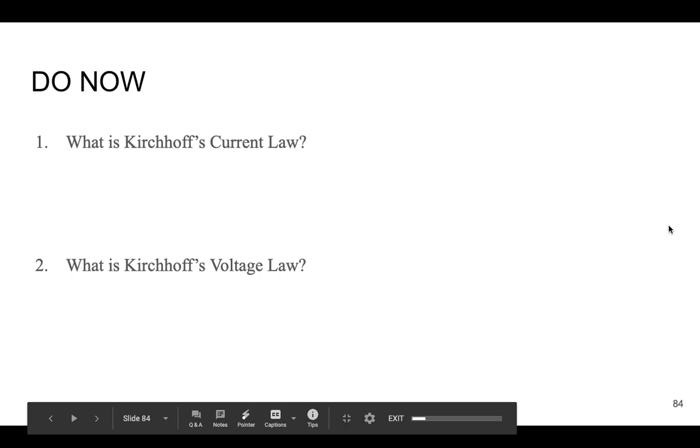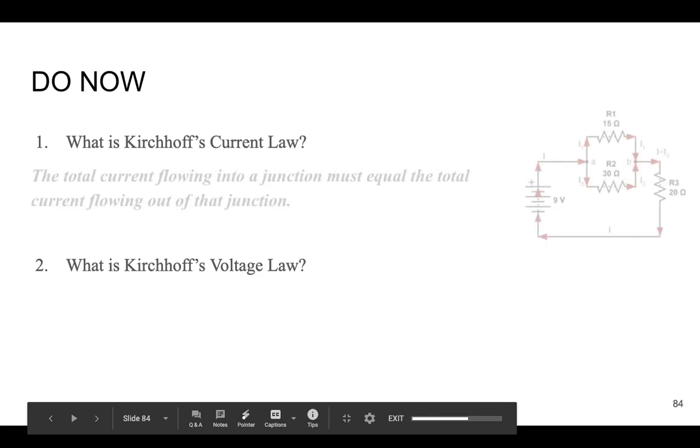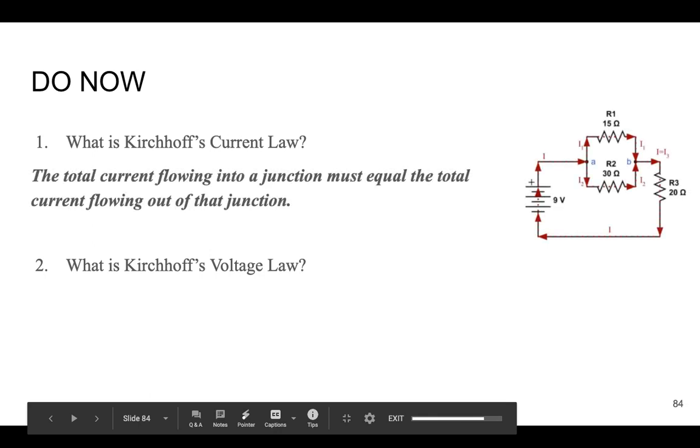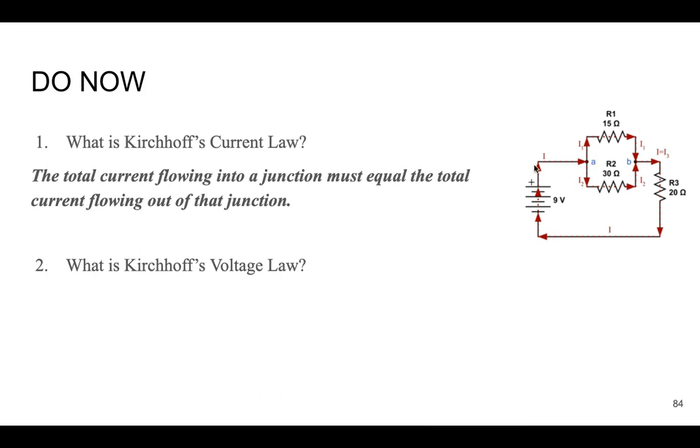So first, what is Kirchhoff's current law? The most useful way of stating it, as far as I'm concerned, is the total current flowing into a junction must equal the total current flowing out of that junction. So in this case, you've got I coming into here, and you've got I1 and I2 going out. So what that tells you is that I must equal I1 plus I2. And the flip of that on the other side: I1 and I2 are coming in, I is going out. So over here, that tells you I1 plus I2 must equal I.